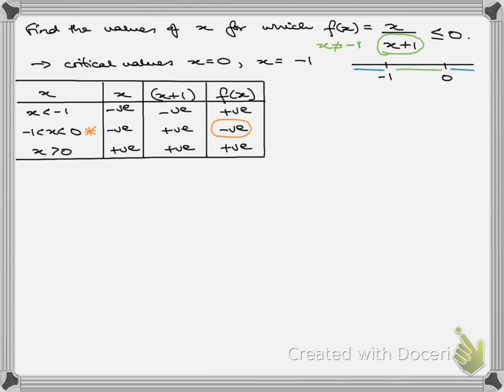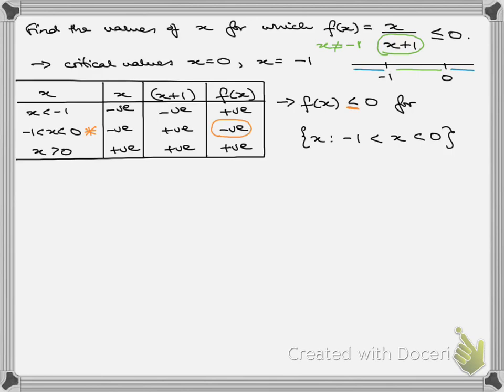So, f of x is negative for this middle row of the sign table, and for the range of values where x lies between negative 1 and 0. So notice, I have initially written my solution as f of x less than 0 for x lying between negative 1 and 0. You notice I've written it with strict inequalities. There's no equal to sign.